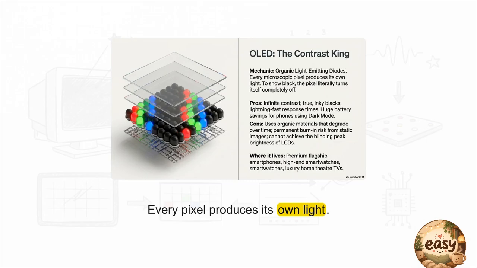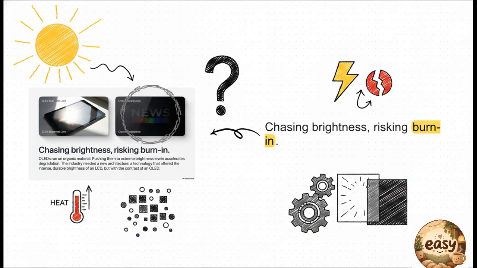You get infinite contrast, true inky blacks, and huge battery savings on your phone if you happen to be a dark mode user. But OLED isn't perfect. Because OLEDs run on organic material, they really struggle against the sun. They simply cannot achieve the blinding peak brightness of an LCD without risking some permanent damage. Just look at the glaring brightness limits on the left side here. And worse, if you push an OLED too hard or, say, leave a static image on it, like a news ticker or colored bars, for hundreds of hours, the organic pixels literally degrade under the heat. As you can see on the right, they leave a permanent, ghostly image etched into the screen.